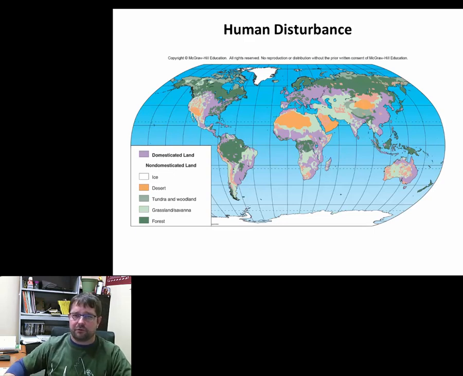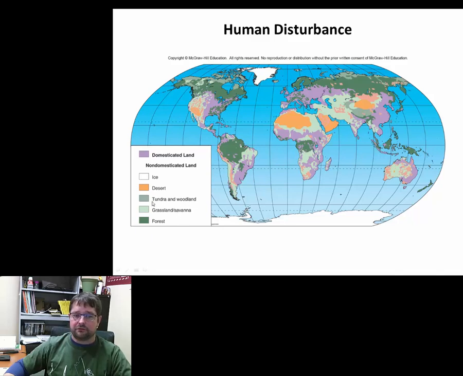So if you look at the human disturbance, this is a human disturbance map. Domesticated lands are in purple, and you can see pretty much the entire eastern United States is purple. All of Europe is purple. Huge portions of Asia and India are purple. And what's left? Well, we have some regions that haven't been disturbed at all because they're ice year-round. Other areas aren't disturbed at all because they're deserts and there is no water.